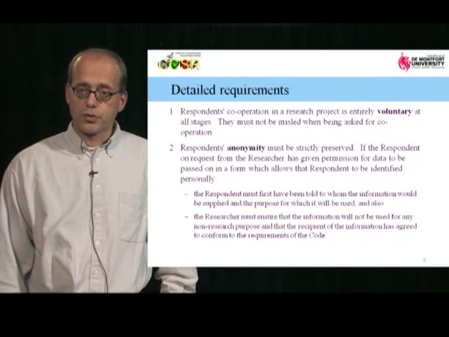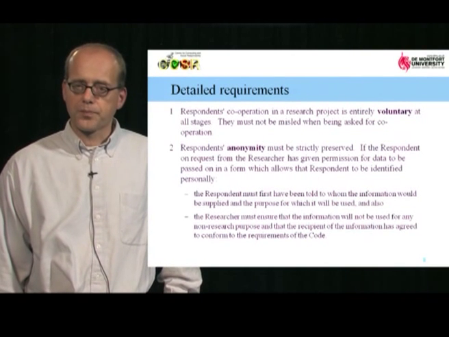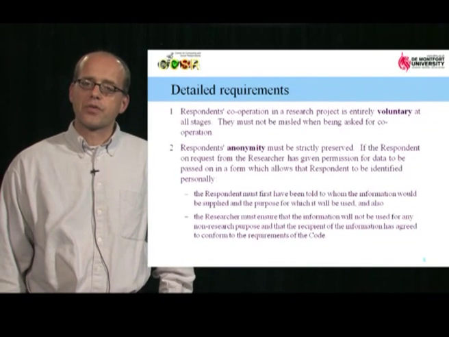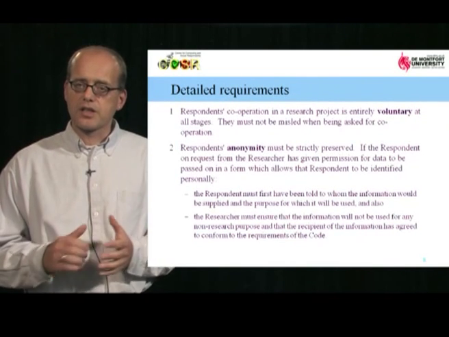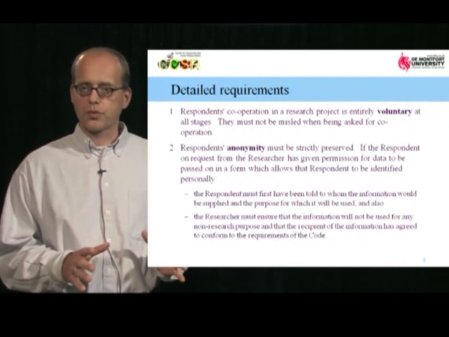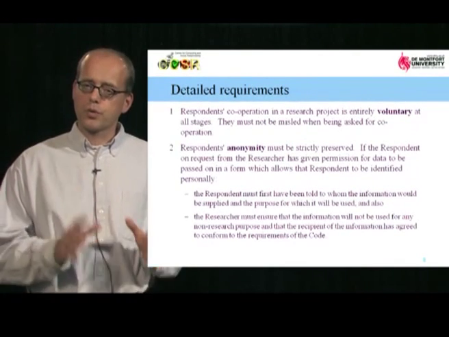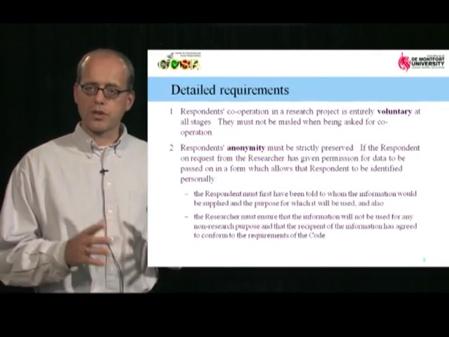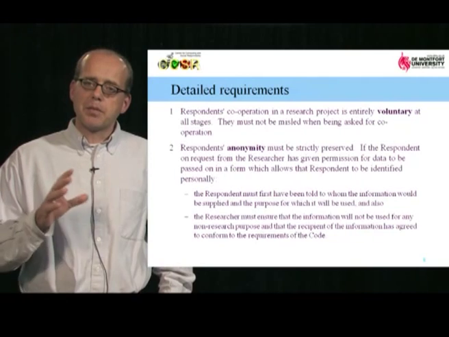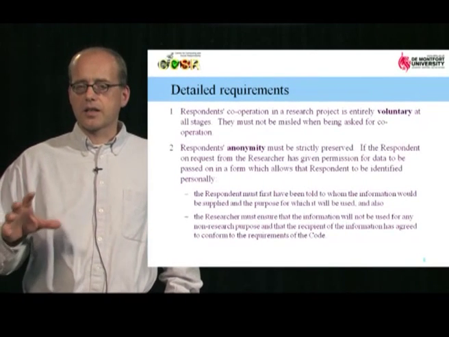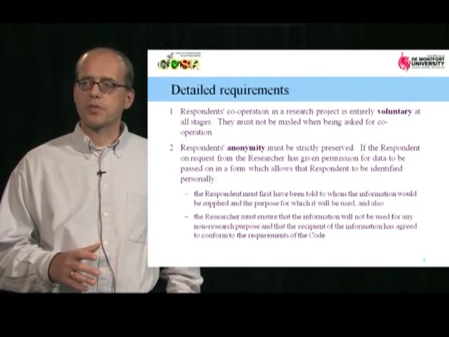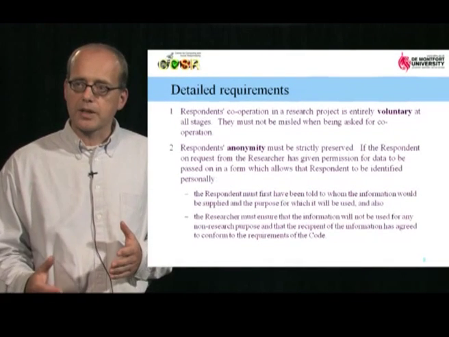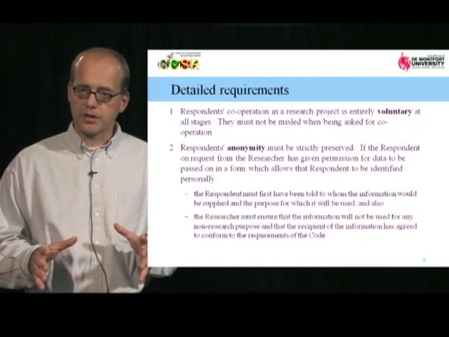The requirements to get ethics approval are detailed on the form, and I'll briefly go through them now. The first one and the most fundamental one is that the respondent has to give informed consent to being a respondent, and to the data they provide being used in the way intended in the research. That means in the first instance, the participation of the respondent in the research has to be voluntary. Voluntary means that they need to understand what's happening and they need to consent to it.